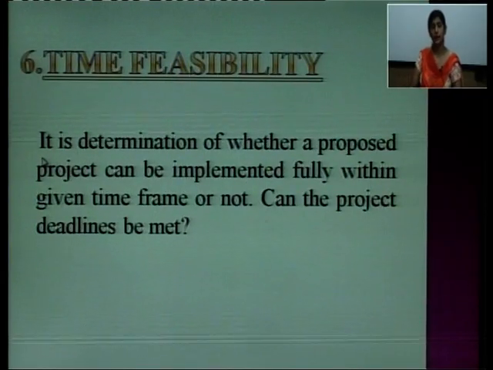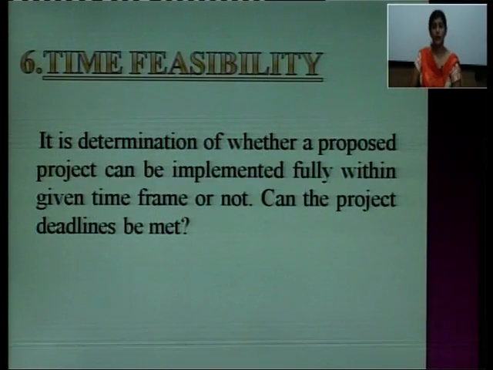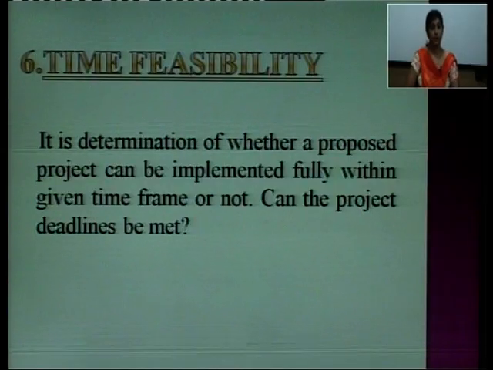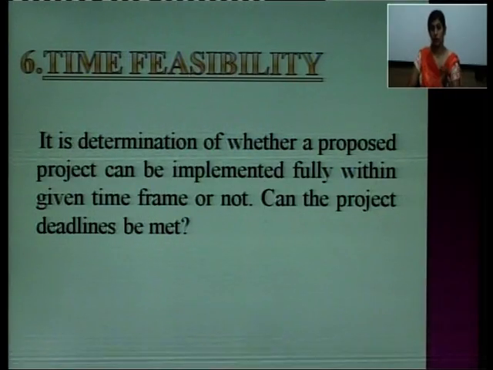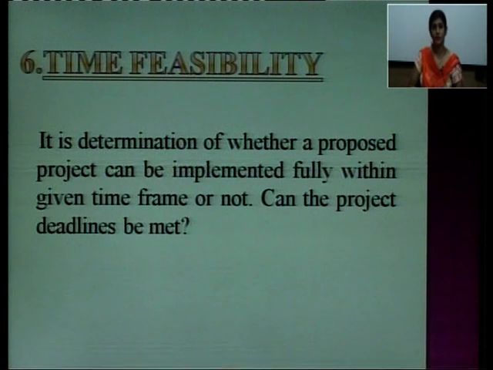Now next is time feasibility. It is determination of whether a proposed project can be implemented fully within given time frame or not. It is a main constraint: you have to prepare a product or system in a specific time limit. If you do not do this, it may not be feasible. It may not be accepted by the market, by the user, by the management, or by the organization for which you were developing that software.